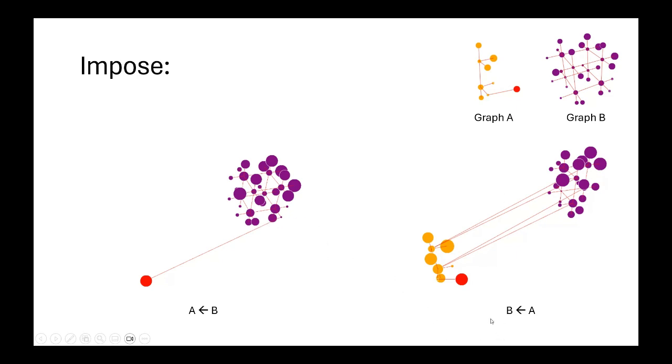Now, when you impose A on B, basically all the orange vertices stay where they are, and they are removed from B. As you can see here, they're gone, but the relationships are, of course, still maintained. And then also the red vertex is added to the mix. So now we have a new graph that is A imposed on B.